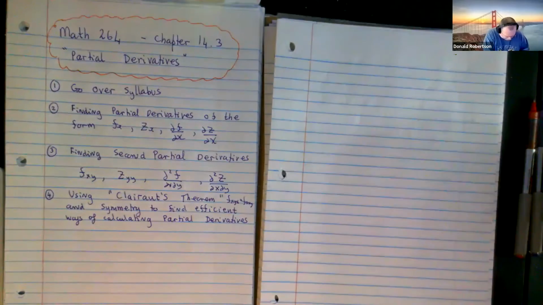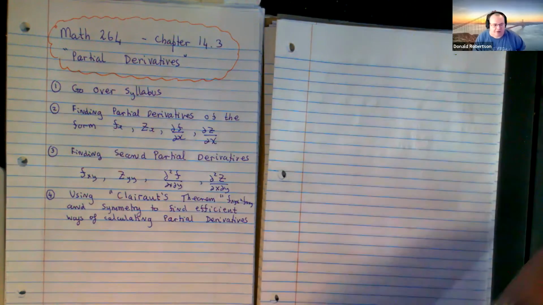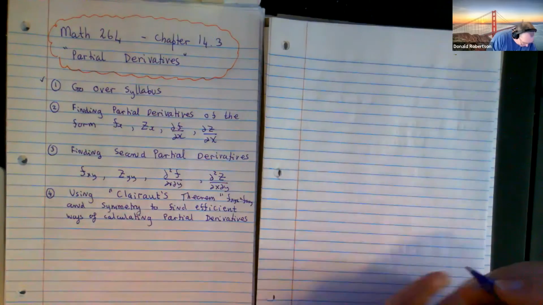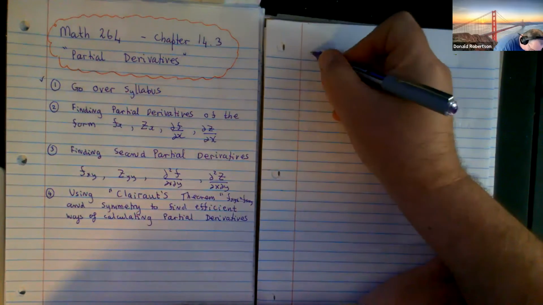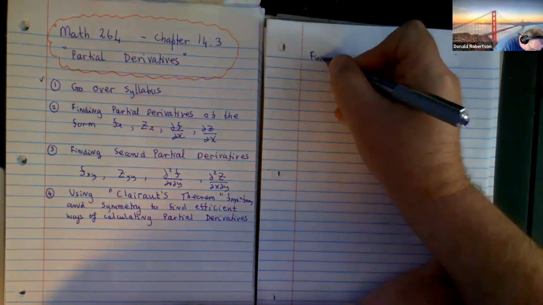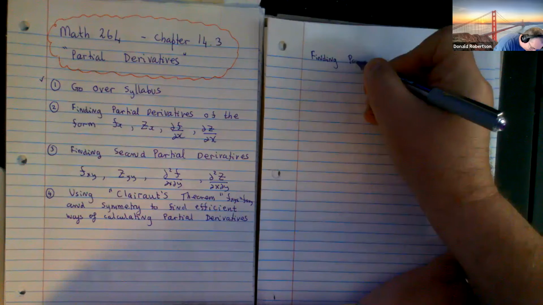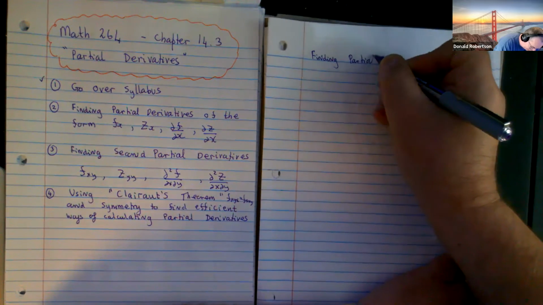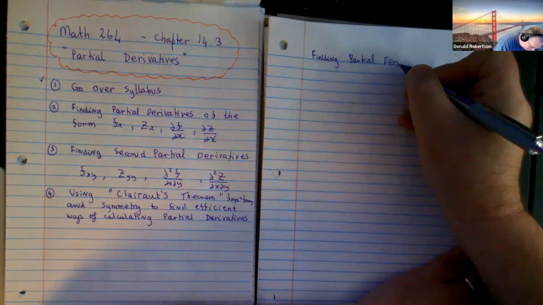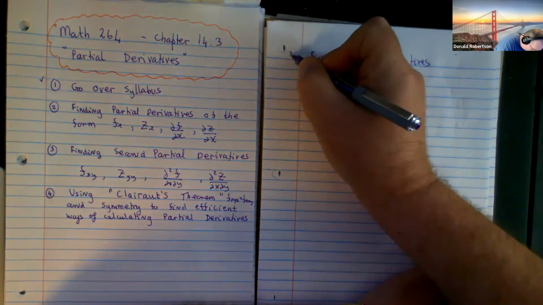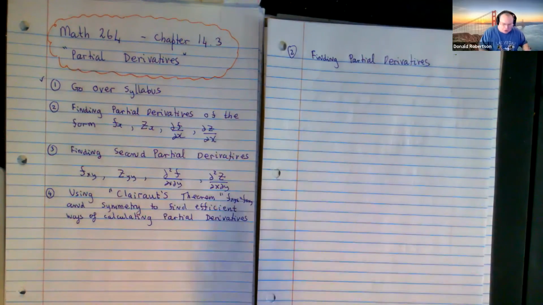Start our lesson. The good news is you've done a lot of this before. I'll just check that off my list. We're going to look at finding partial derivatives. Right, so we got a multivariate function.